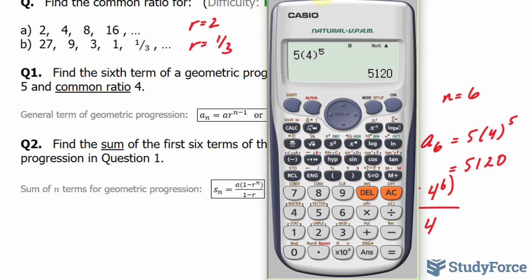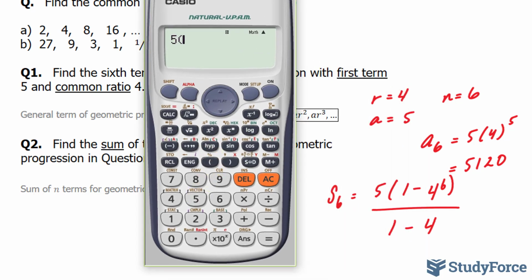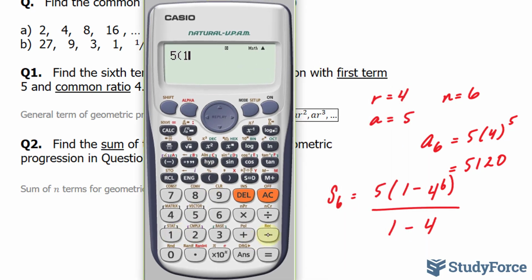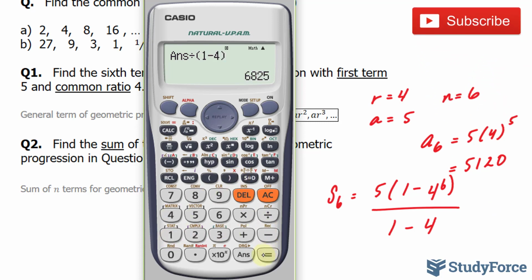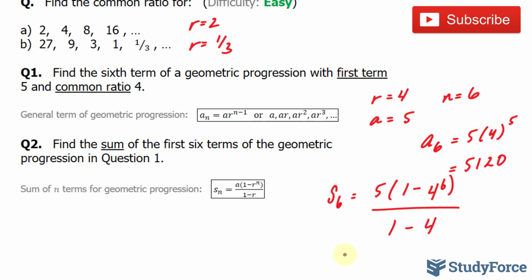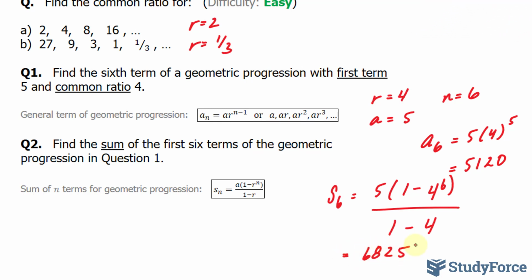Using our calculator, 5 times 1 minus 4 to the power of 6 divided by 1 minus 4 gives us a sum of 6,825. Therefore, the sum of the geometric progression that we calculated above is the following.